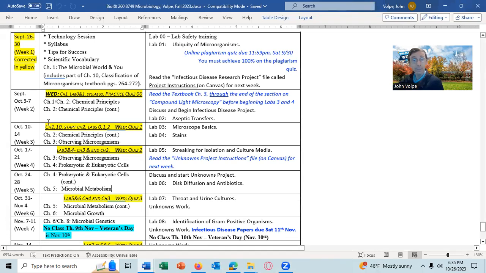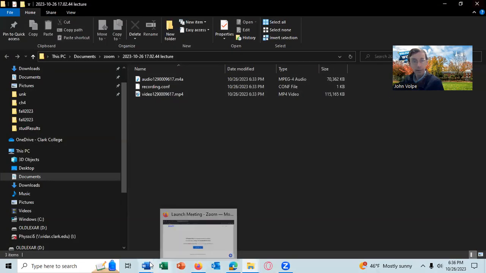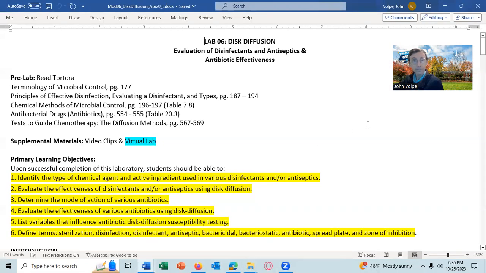All right, if not, let's go ahead to lab 6, disc diffusion, evaluation of disinfectants and antiseptics, and antibiotic effectiveness. There is some reading to do, as in all labs, so I'll make sure you get that done when you're doing the lab. There are some supplemental materials, some video clips, and we do have a virtual lab today. Any questions about any of that?